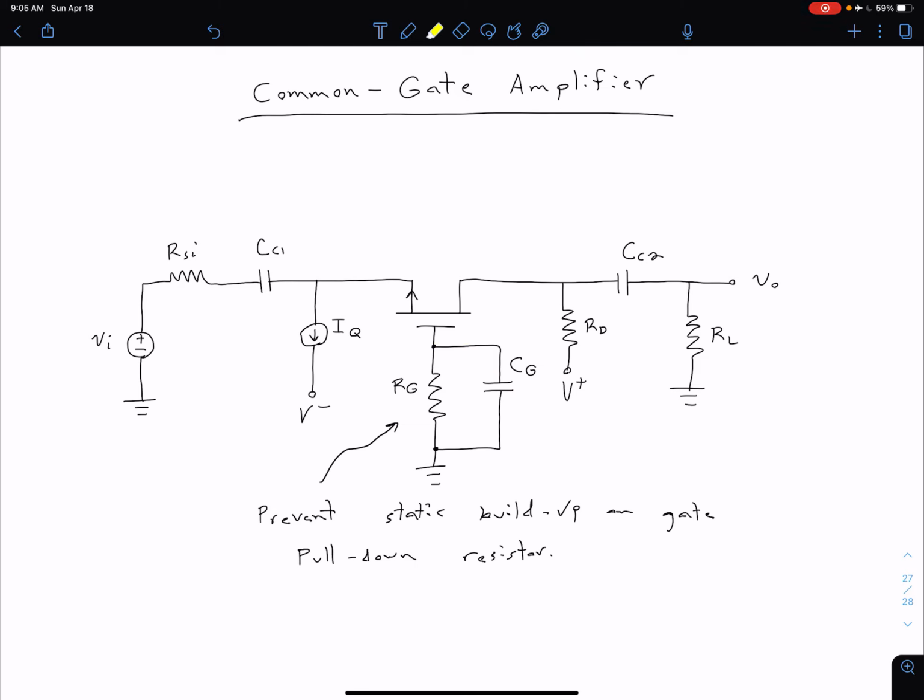The last thing that I want to point out that's a little bit different than the circuits we've considered previously is we have this current source IQ. And so this current source IQ is what we're using to bias the transistor in our desired region.